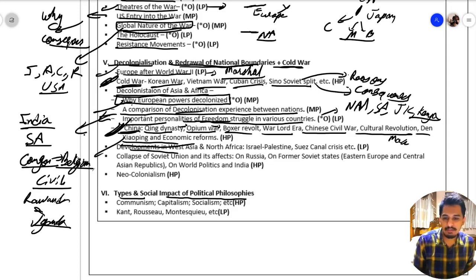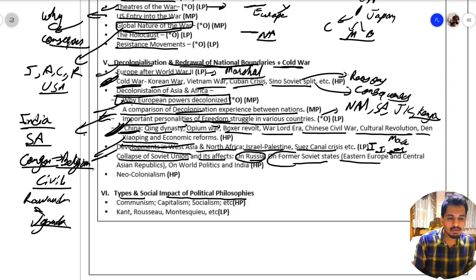Then we have developments in West Asia and North Africa after World War II. That is the Israel-Palestine conflict, Suez Canal crisis, Iraq-Iran war, and various other topics. Then we have the collapse of the Soviet Union and its effect on Russia. On former Soviet states, be it Eastern European or Central Asian republics. What was its effect on world politics? And what was its effect on India? How the collapse of the Soviet Union affected India. This should be known by us.